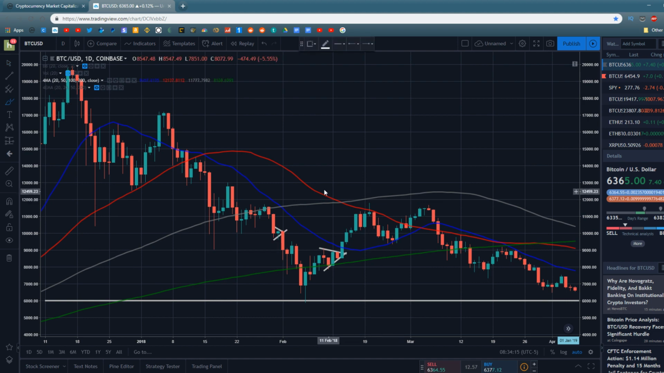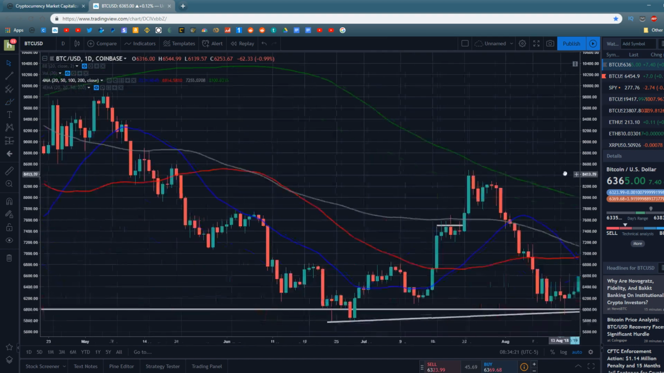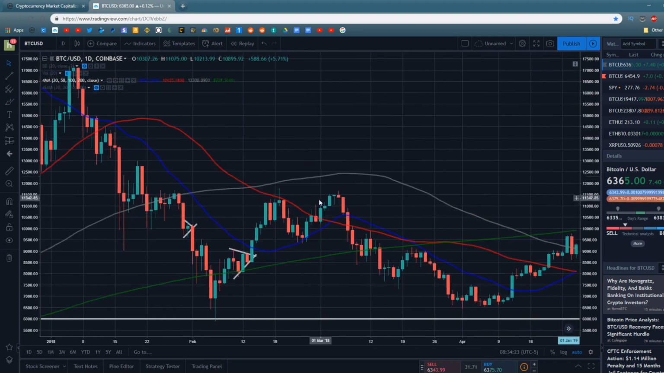Look at this cross over here. The 50 daily simple moving average crossed below the 100 daily simple moving average. That's another example of a death cross. And what did we see? We saw that happen in the middle of an uptrend right here. And the same day it happened, Bitcoin rallied a couple percent right there.